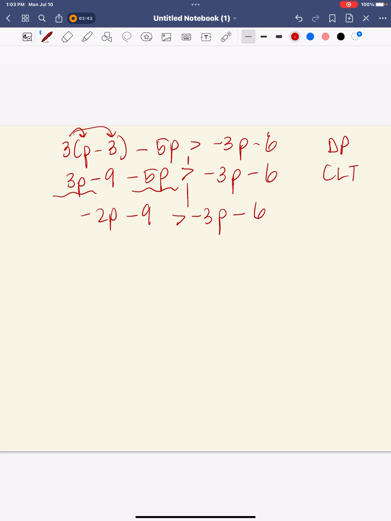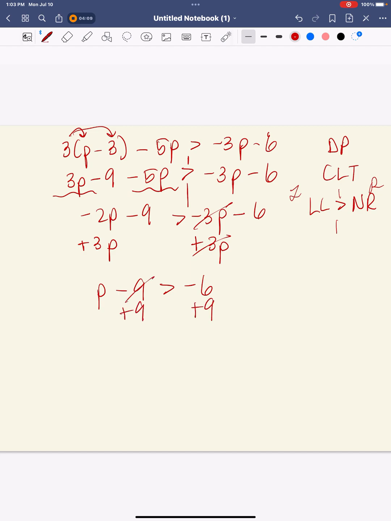Now it's time to move my letters or variables to the left side and my numbers to the right side. Okay, and in this case, I'll put a greater than, so you can see that's how I'm separating my sides. Okay, so when I move a term, again, change the sign. Okay, so now I have p minus 9 greater than negative 6. And now I'm going to move my constant or number to the right side, moving it over to where it's like a term over on the other side.